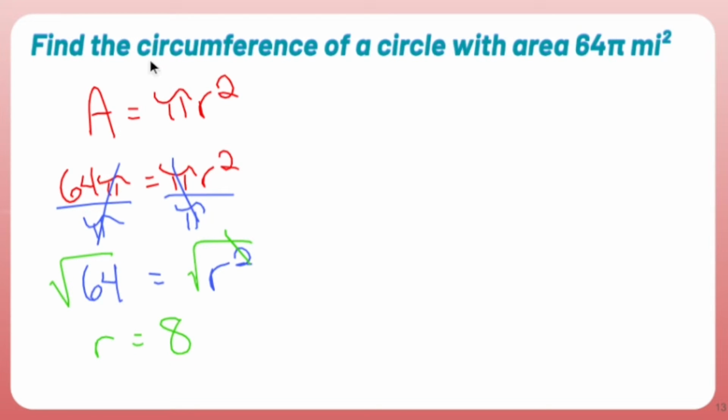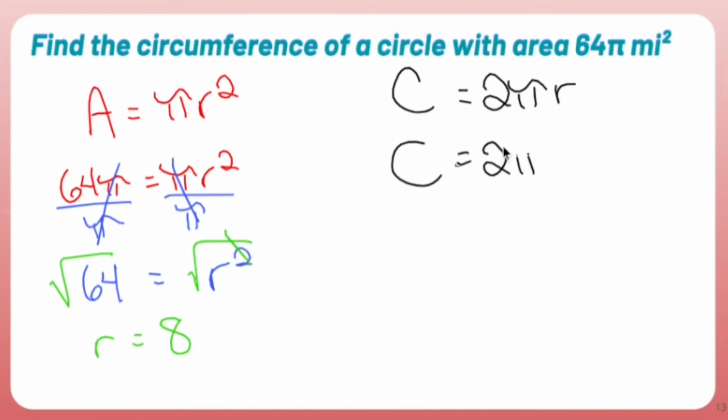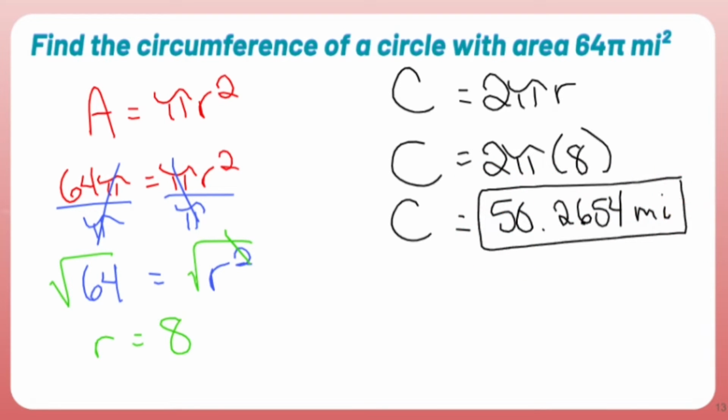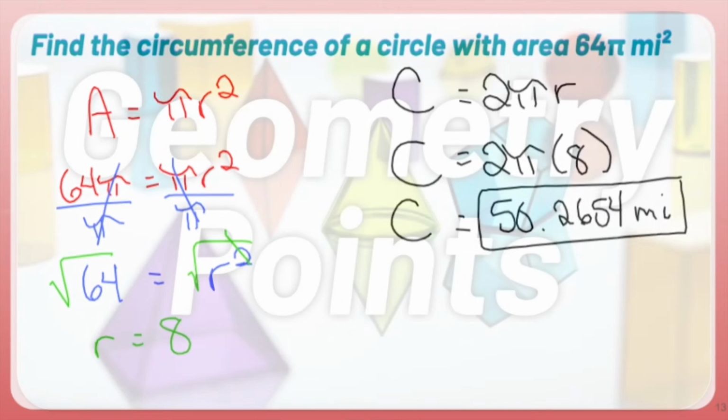Now that I know the radius is 8, I can find the circumference. The circumference is given to us by the formula 2 pi r. In other words, 2 times pi times 8, which is 50.2654 miles. Fun.